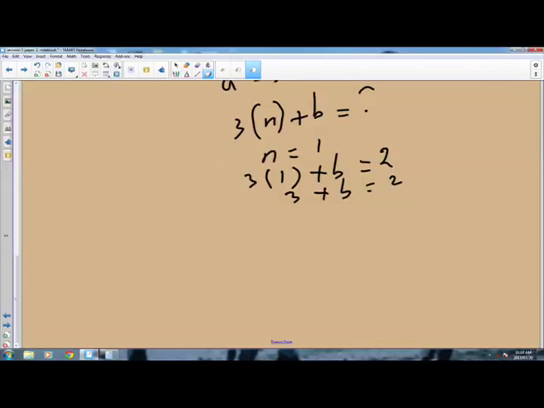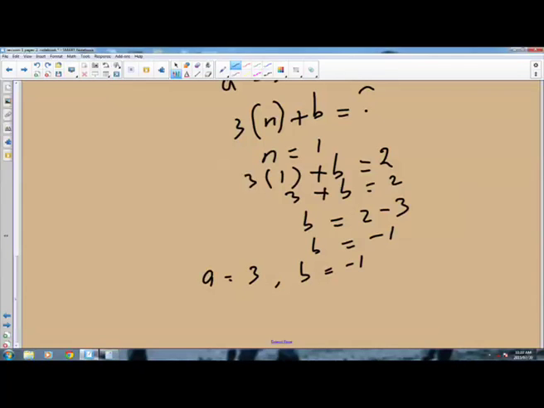So when we use n as 1, you will get 3 times 1 plus b equals 2, meaning 3 plus b is equal to 2. You now have to solve for b. Find the value of b. b will be equal to 2 minus 3. And then what is 2 minus 3? b will be equal to negative 1. So your a is equal to 3, remember that, and then b is equal to negative 1.